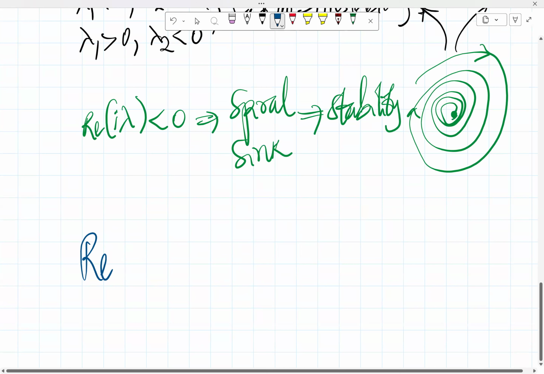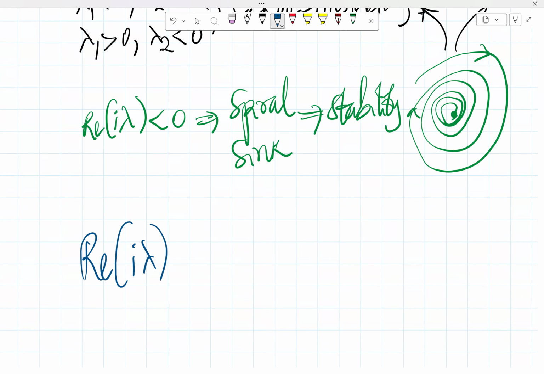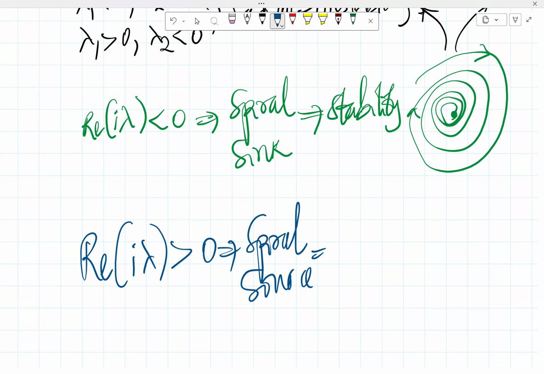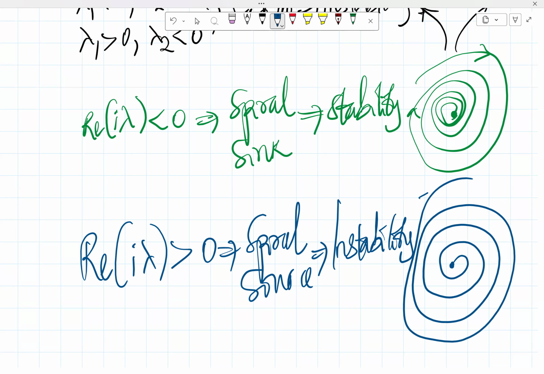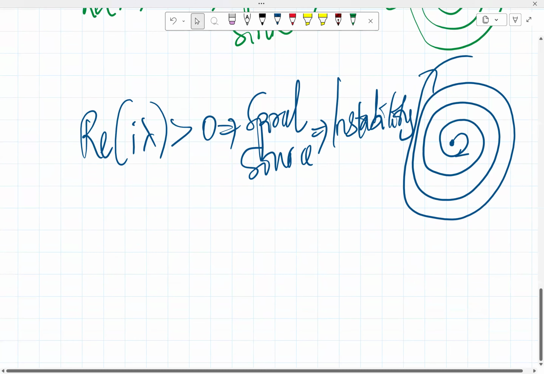Then what if you have the real part of a complex eigenvalue greater than zero? You have what you call a spiral source, and that means instability. So imagine the source now. In this case, this is a spiral source. So now you have the spiral growing out of the source. It's going outwards. Okay, so that's instability. You have it growing out of the place.